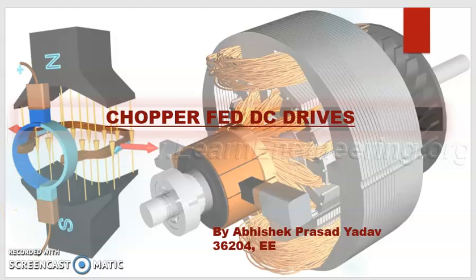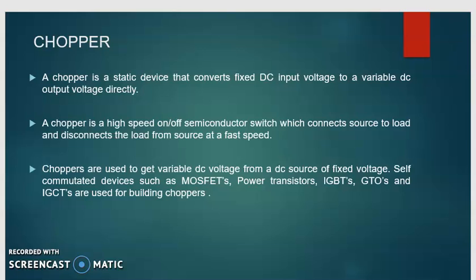Before starting what chopper fed DC drives are, we have to learn what a chopper is. A chopper is a static device that converts a fixed DC input voltage to a variable DC output voltage directly. That variable output voltage is given to the armature circuit, where the necessary operations are performed. A chopper is a high speed on-off semiconductor switch which connects the source to the load and disconnects the load from the source at fast speed. Choppers are used to get variable DC voltage from a DC source of fixed voltage.